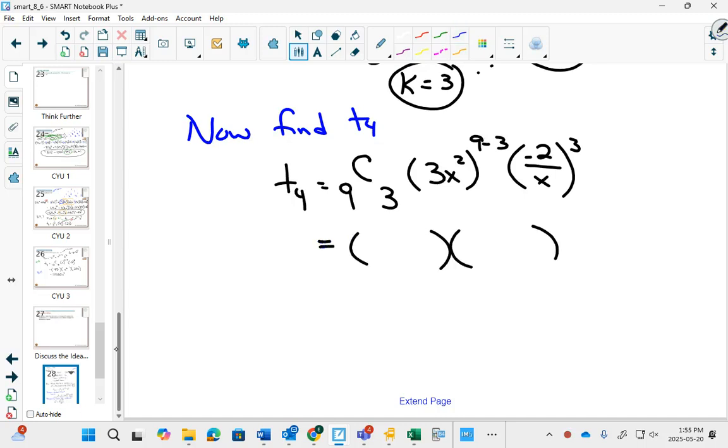Again, put 3 sets of brackets and simplify each one separately. Calculator, 9 choose 3. 84. So in this first bracket, 84. And we'll finish this up tomorrow.